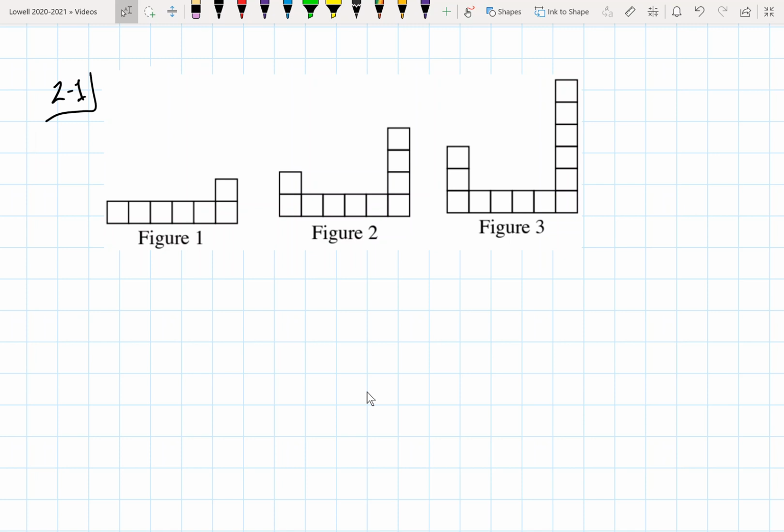So here is our first tile pattern, and so we have figure 1, which looks like this L, and then figure 2, which looks like an uneven U shape, and then 3, which is a taller uneven U shape. And so the first thing we want to ask is, well, what do we notice? What do we notice, or how does it grow? What do we notice about the growth, or the change between the figures?